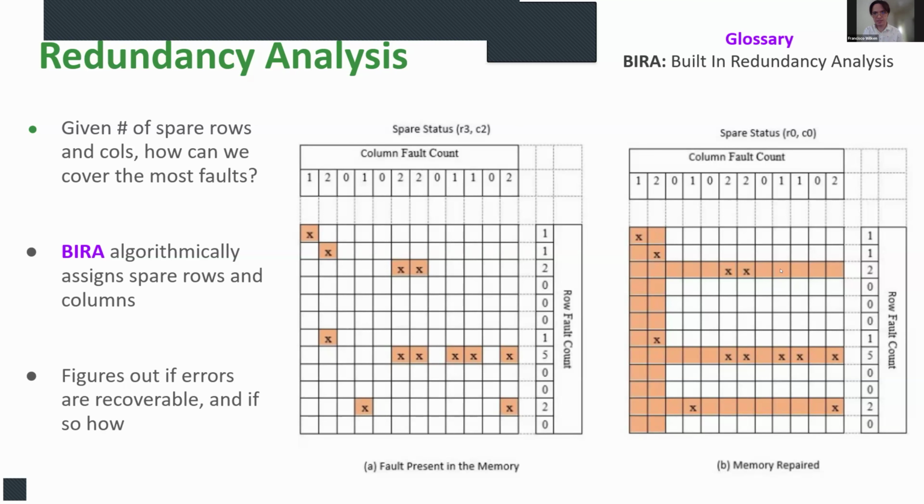So on the right side here, you can see we've assigned 3 rows and 3 columns in a way that the spares cover all of the X faults, right? And so now this memory is just going to work as long as we're correctly muxing which rows and which columns we use. So BIRA is going to go through our memory, take the results of our test and then assign spares so that our memory is now repaired.